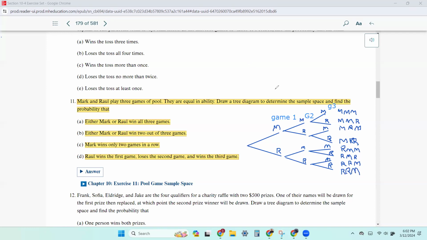So again, we've got 2 times 2 times 2 is equal to 8 outcomes. 1, 2, 3, 4, 5, 6, 7, 8. 8 outcomes. That's the denominator. RRM for the last one. Oh, thanks. That should be, I said RRR, but I wrote RRM.